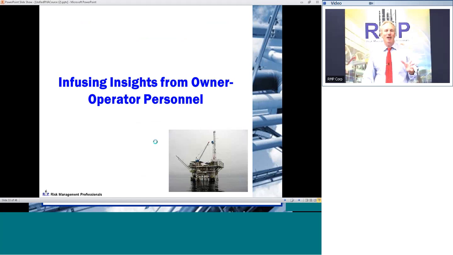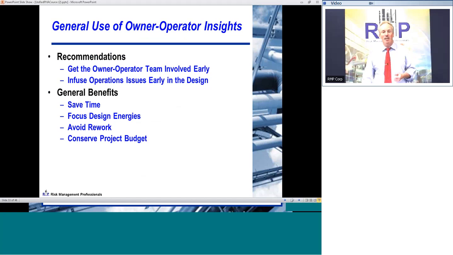Also, this D-HAZOP concept allows a lot of opportunity to infuse insights from owner-operator personnel early in the design process where it matters. A lot of times, if you get the owner-operator team involved early and infuse operations issues early in the design, you can have a lot of benefits: save time, focus design energies, and make sure you're not reworking the problem later. Of course, that makes project management happy because it maintains progress and keeps the budget under control.